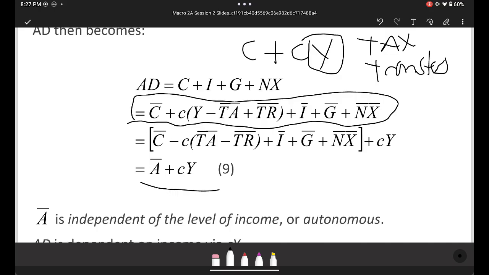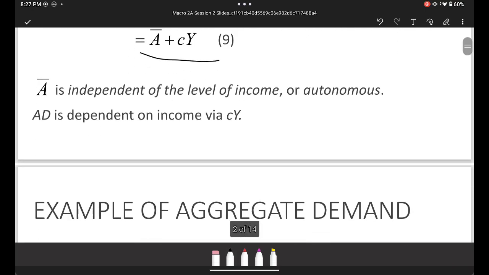Obviously all these are autonomous because they all have hats. So this whole bracket, whenever I told you there are variables with hats, you just put it as A hat plus your CY. Done and dusted. Now you would basically memorize this and say that's my only equation I'm going to use. But in future slides, we're going to see that T can also be changed into different aspects, so this equation will also change because of tax rates. But right now, as of now, this is our equation, right?